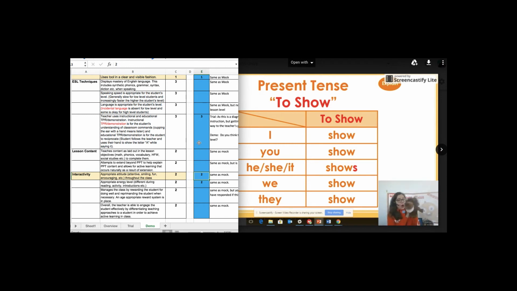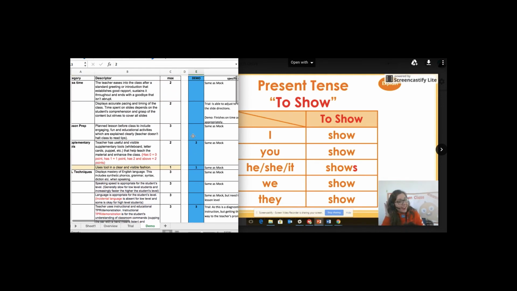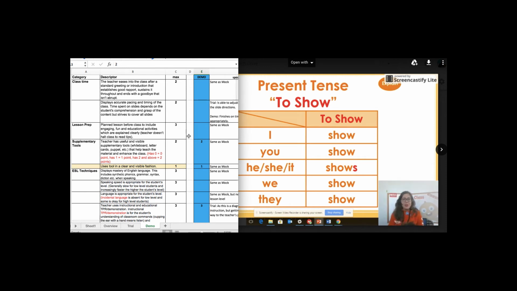Good explanation here, allowing for response. Not allowing for much correction, but allowing for response. He shows. But a good explanation of how he shows, of the S here. Good. We show. They show. Yes, great job, Jackie. Give me a high five.